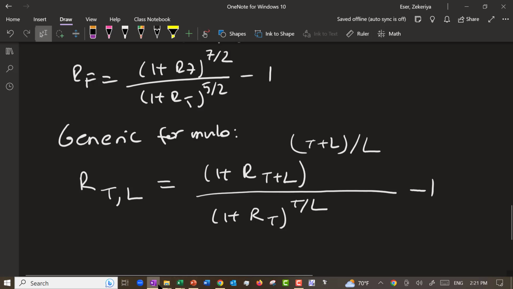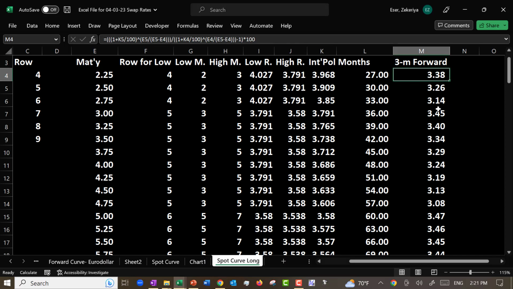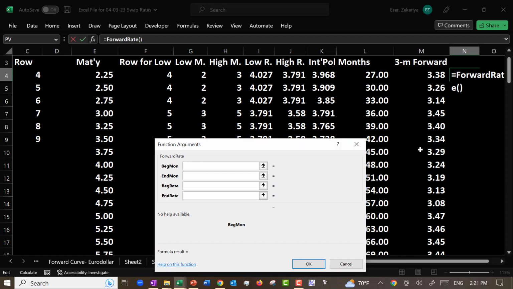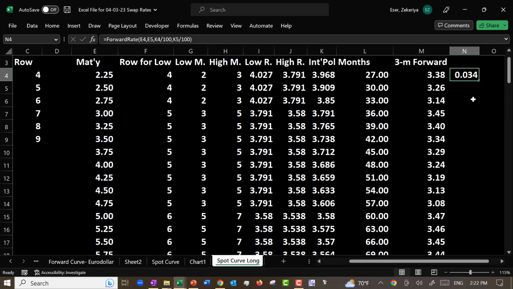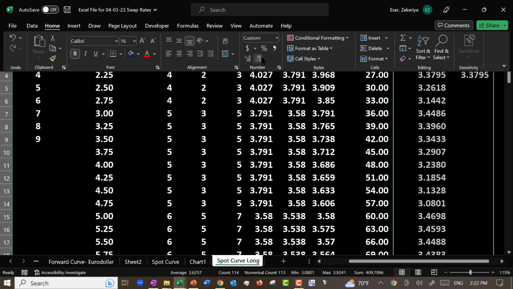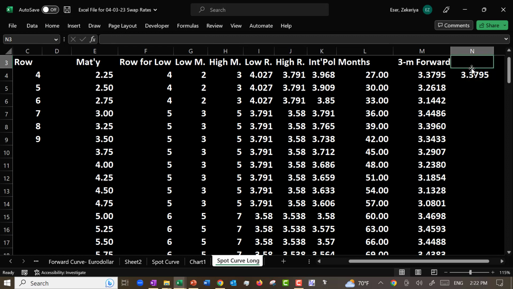So now let's use the same thing. That's why I like doing things in macro. Checking your errors is a lot easier. Beginning month, that. Ending month, that. Beginning rate, where are you? That's divided by 100. That's divided by 100.